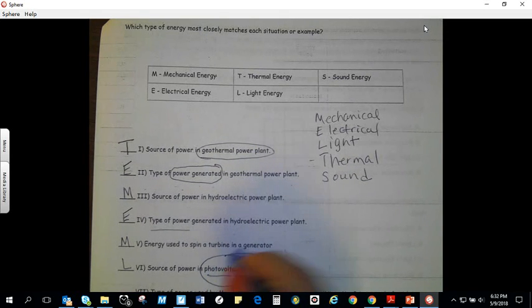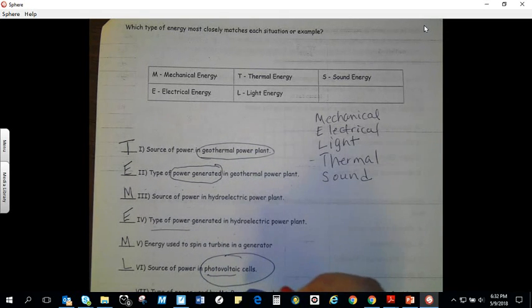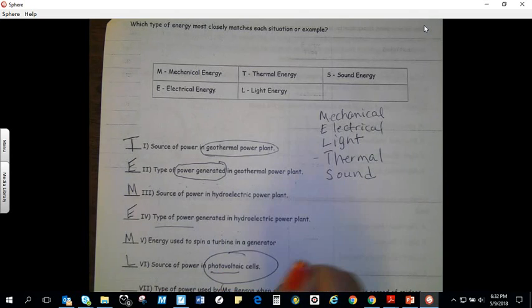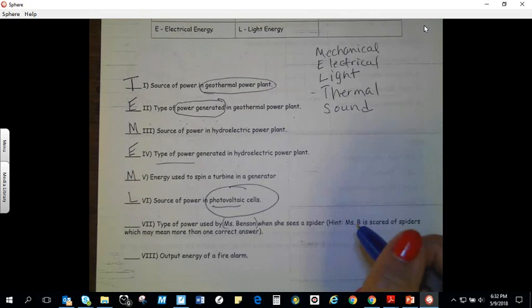Okay, type of power used in Miss Benson when she sees a spider. Okay, so we can actually put somebody else's name, or, ooh, what do y'all hate? What kind of bugs do y'all hate?